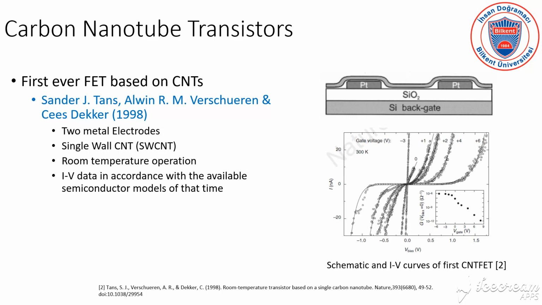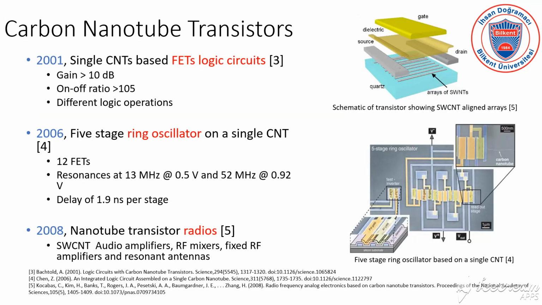The first ever carbon nanotube field effect transistor was presented by the Dekker group 21 years ago. In 2001, the same group presented single CNT based FET logic circuits, and in 2006, a 5-stage ring oscillator based on a single CNT was demonstrated.